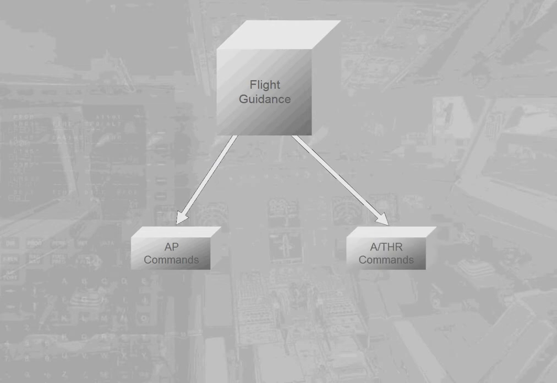The flight guidance part of the FMGS provides autopilot commands to automatically control pitch, roll and yaw, auto-thrust commands to automatically control thrust, and flight director commands for the pilot to control the pitch, roll and yaw.